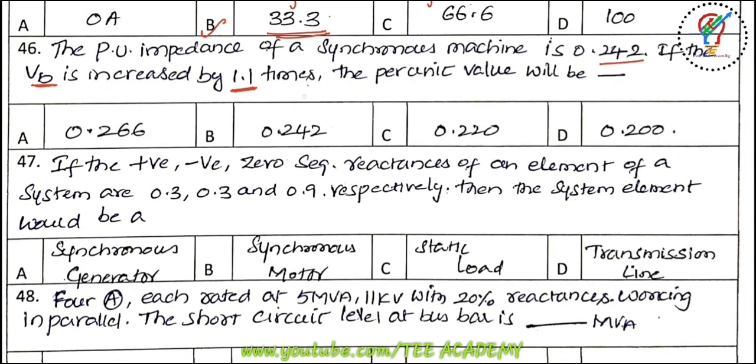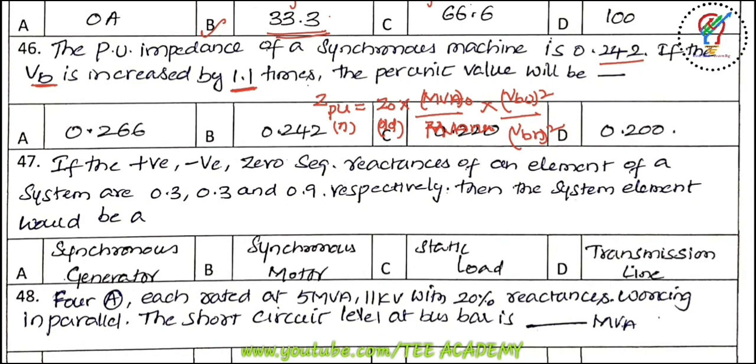The per unit impedance of a synchronous machine is Z per unit, which is equal to Z old into MVA new divided by MVA old into VB old whole square divided by VB new square. I'll write the formula. Z per unit new is equal to Z old value into MVA new divided by MVA old into VB old square by VB new square. Okay, sir, so here they are asking the new per unit value.